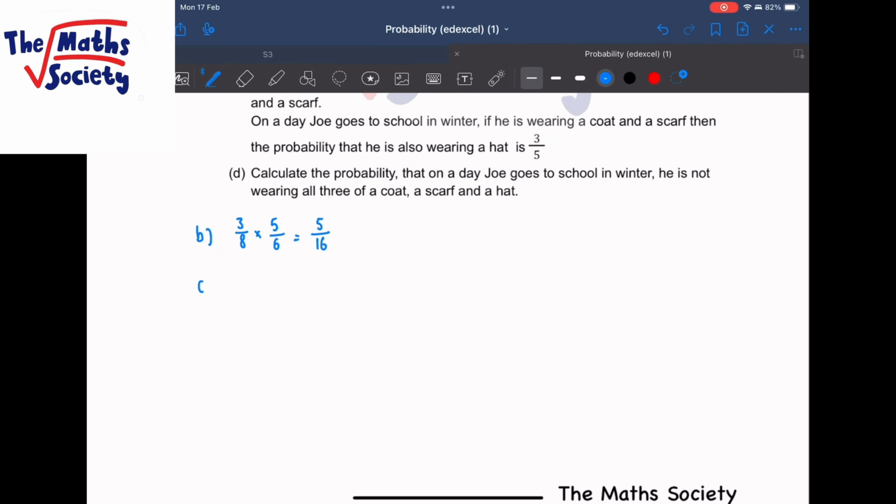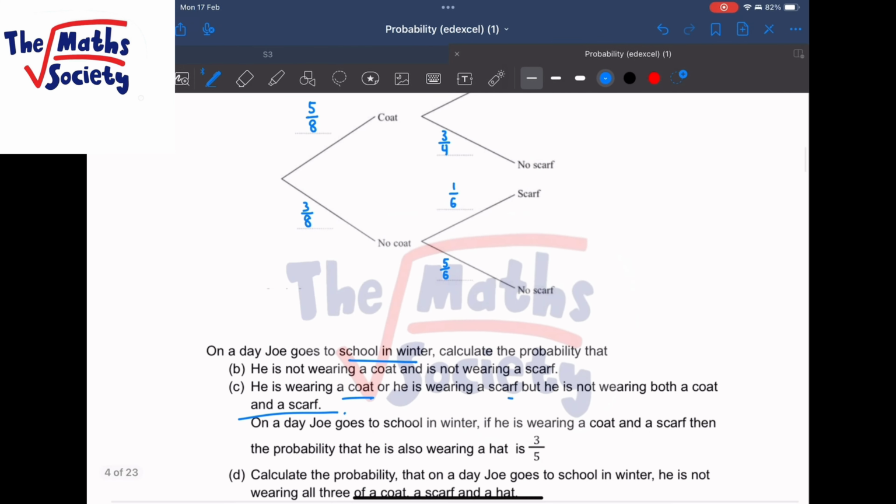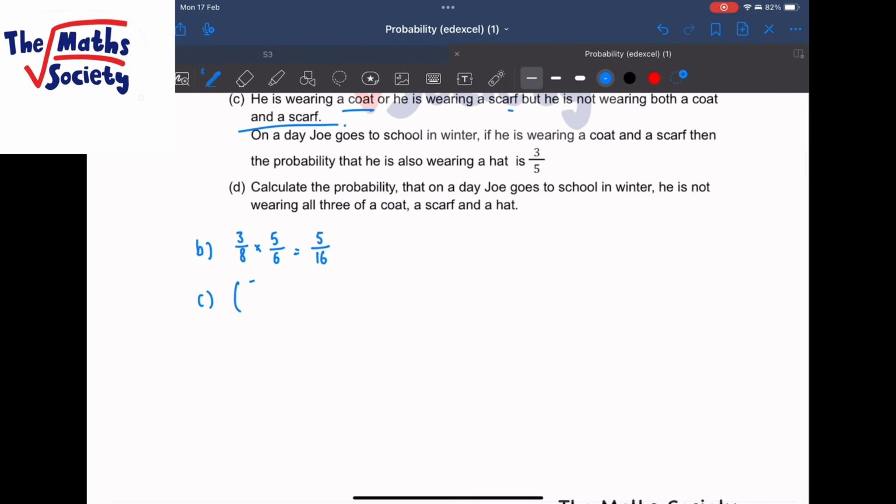And C, he is wearing a coat or he's wearing a scarf, but he's not wearing both a coat and a scarf. So on a day Joe goes to school in winter, he might be wearing either one of them but not both. So we can try to find it: if he is wearing a coat, which is 5 by 8, he will not be wearing a scarf, right? Which is 3 by 4.